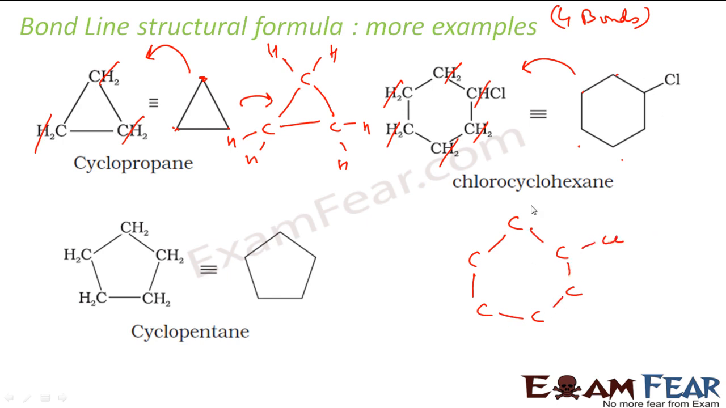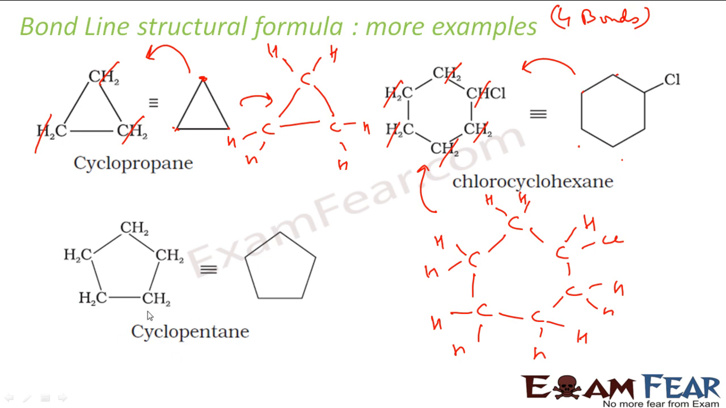Add this chlorine. Now see, this carbon has 2 bonds. 2 more bonds are required, so add 2 more bonds and add hydrogen. This carbon has 2 bonds, total 4 bonds are required, so add 2 more bonds. This carbon also has 2 bonds, 2 more bonds are required, add these. This carbon also has 2 bonds, add 2 more bonds. This carbon has 2 bonds, again add 2 more bonds. This carbon now has 3 bonds, so only 1 bond is required, and add hydrogen. And this is the structure.